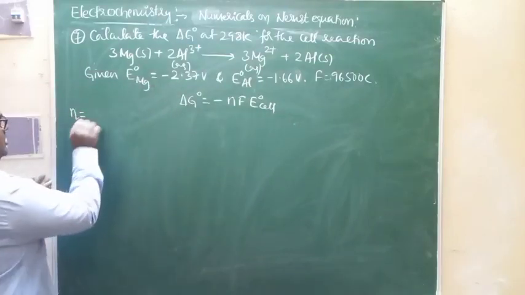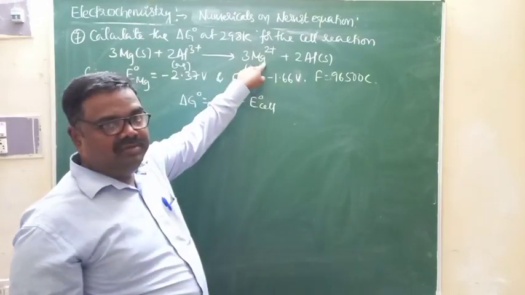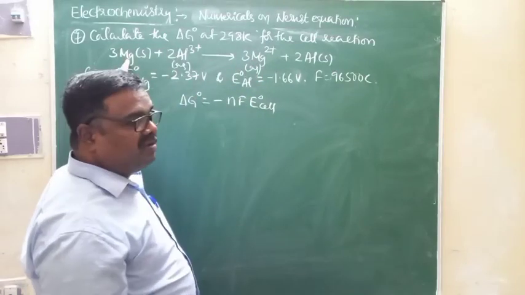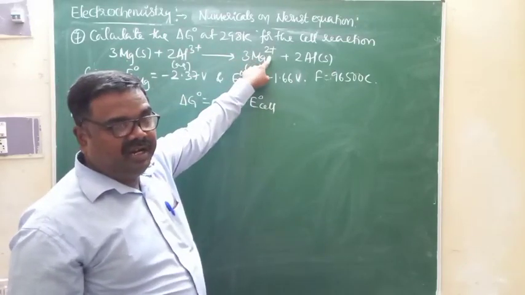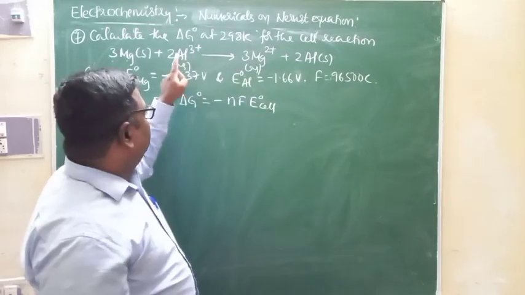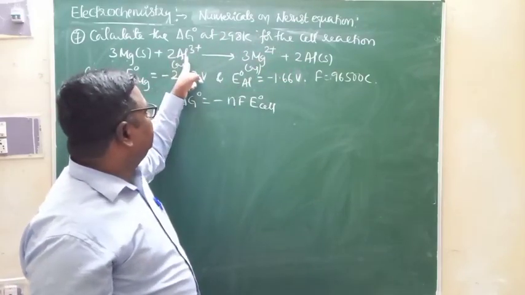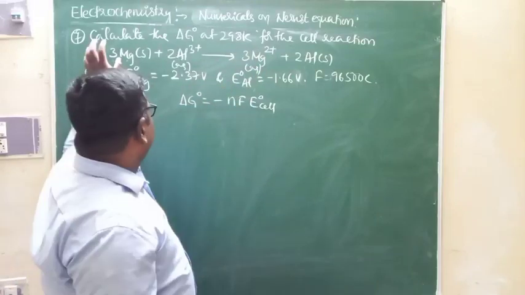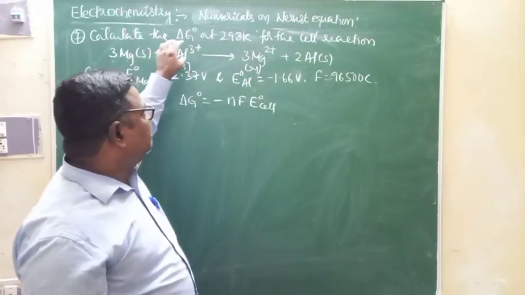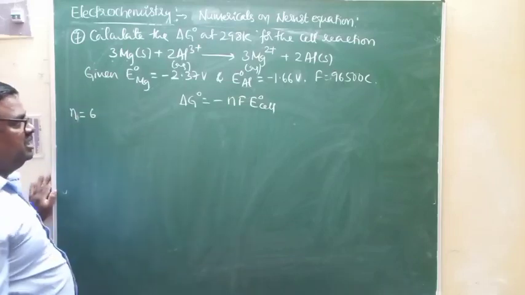And here, n for this particular cell reaction: 1 Mg loses 2 electrons to give Mg2+, so 3 Mg will lose 6 electrons. One atom of magnesium loses 2 electrons and becomes Mg2+, so 3 magnesium atoms lose 6 electrons. One Al3+ becomes Al by gaining 3 electrons, so 2 Al3+ ions will gain 6 electrons. Totally, 3 magnesium atoms lose 6 electrons and 2 Al3+ ions gain 6 electrons. Hence, the number of electrons lost or gained is equal to 6 here.